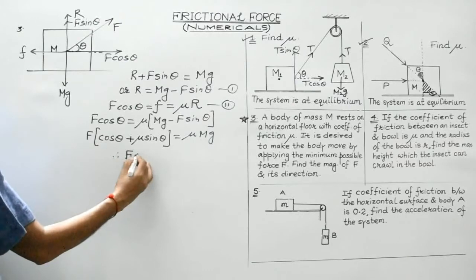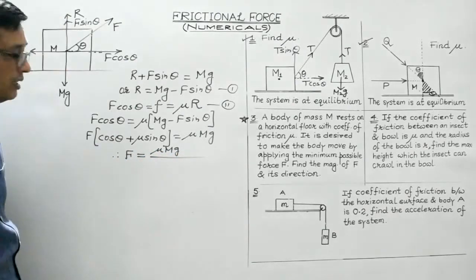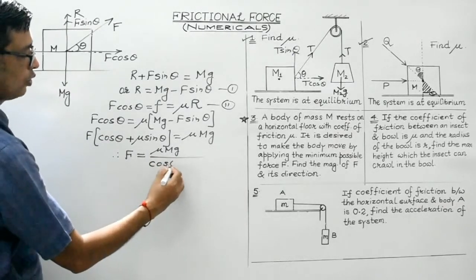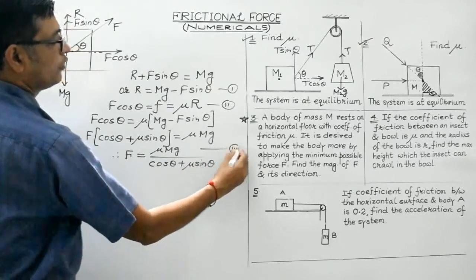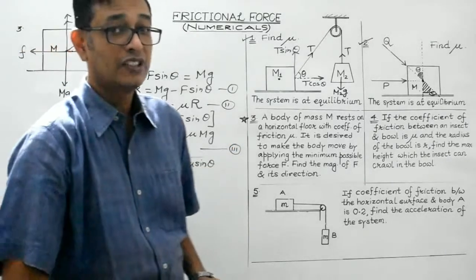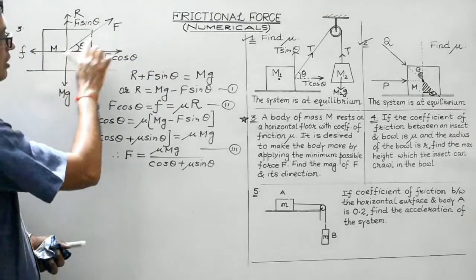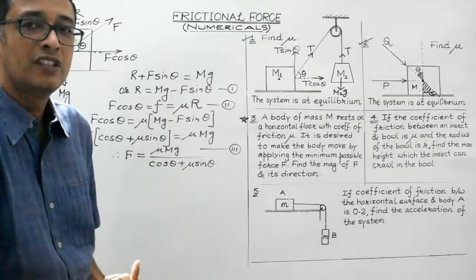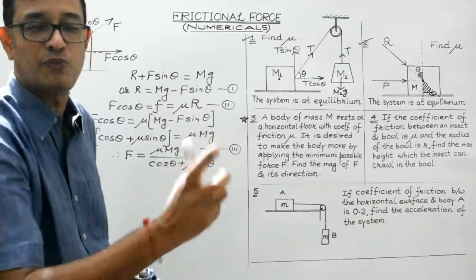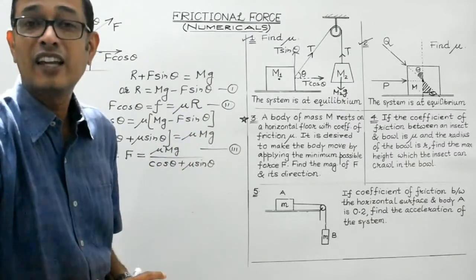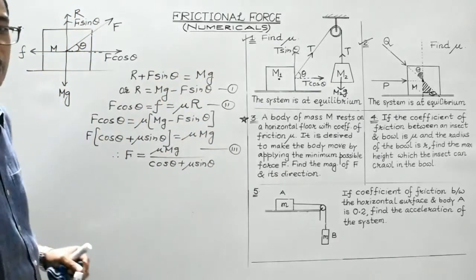Therefore, F is equal to mu mg divided by (cos theta plus mu sin theta). Put this as equation 3. Clear, students? So basically, what we have done is, since under the influence of this minimum force the body just begins to move, and since the body is assumed to be on the verge of motion, therefore the body can be considered to be under the influence of balanced forces. So that is how I have constructed these equations, right?